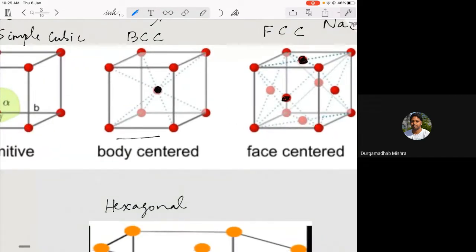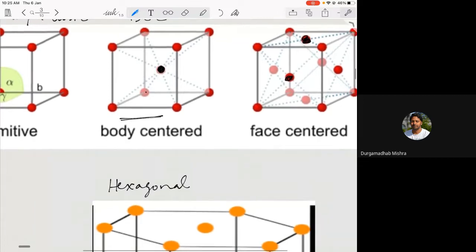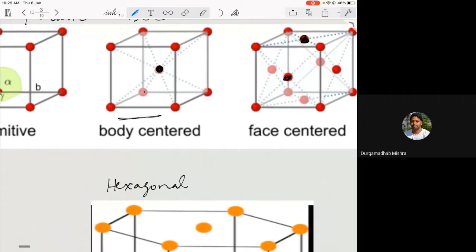So here in the BCC lattice, if I take this center point, which is a body center, how many nearest neighbors does it have? So it has eight, right? 1, 2, 3, 4, 5, 6, 7, 8. So these are the nearest neighbors, or the coordination number, in a BCC lattice.